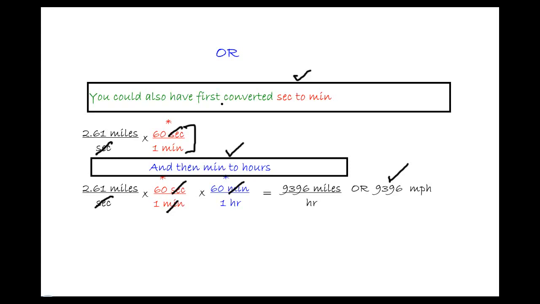That's using unit fractions, ratios of unit fractions, and converting from a metric speed to an English speed.